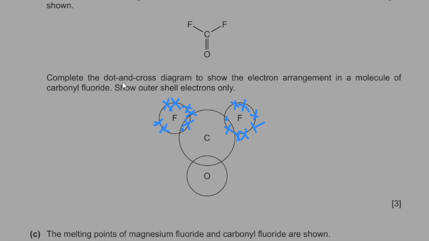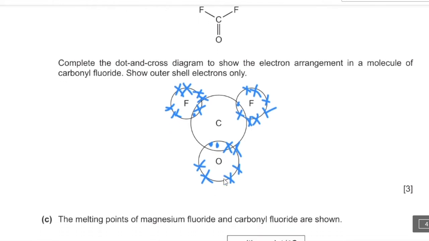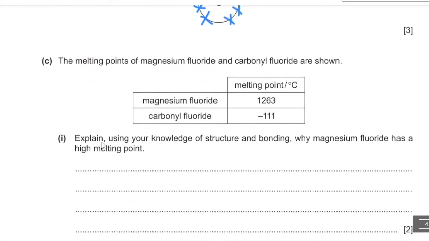So 7 fluorine atoms and 1 carbon atom. So we have 2 carbon atoms over here, and here we'd have 2 carbon atoms because we have a double bond. Similarly, 2 oxygen atoms. And that's it, a complete outer shell, because oxygen previously had 6 electrons in its outer shell. After sharing them, it becomes a complete shell of 8 electrons.